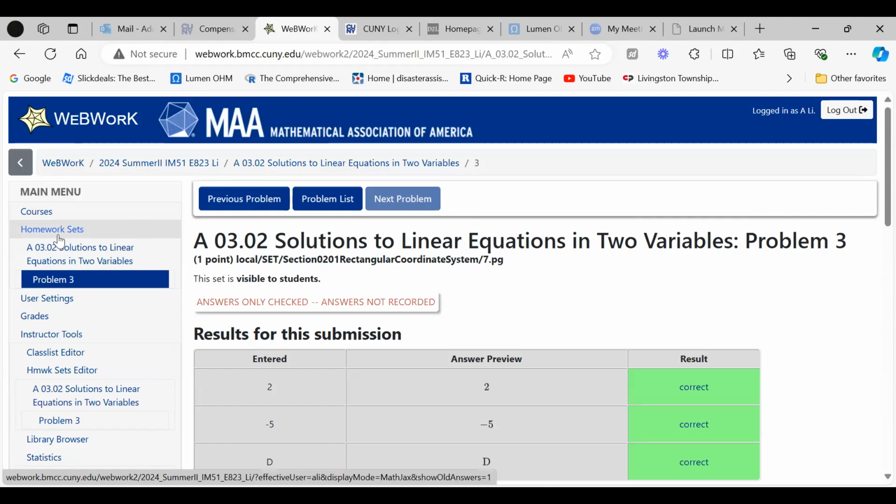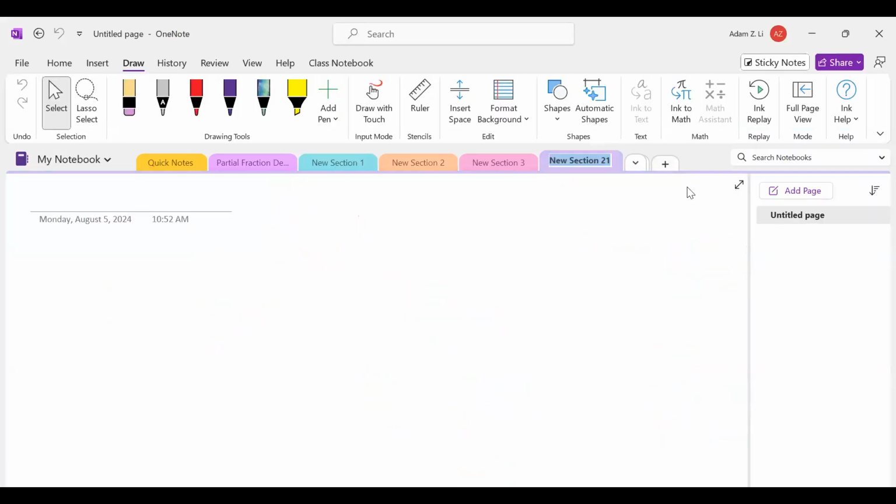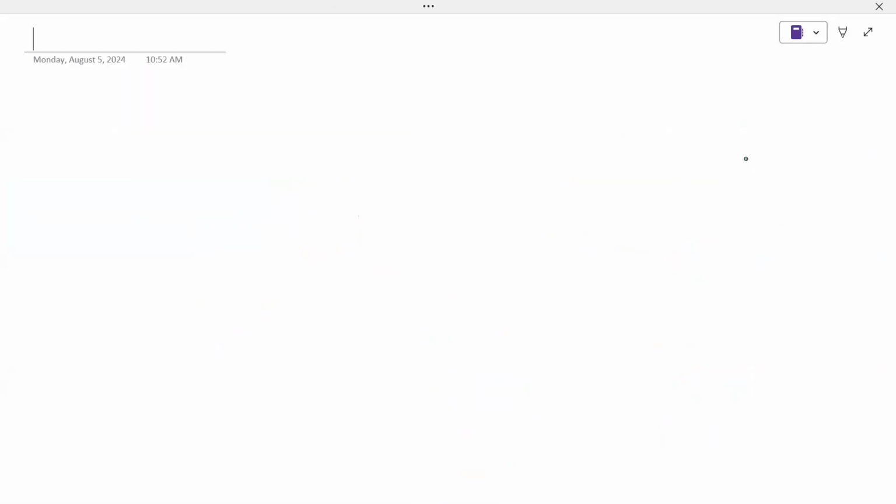Okay, so the next thing we're going to learn is how to graph the linear equation in two variables. Before we jump into the exercise, first of all, let me give you some demonstration on the graphing part. In order to graph any linear equation, we need to have at least 2 ordered pairs. And then we talk about the standard form for graphing the linear equation.